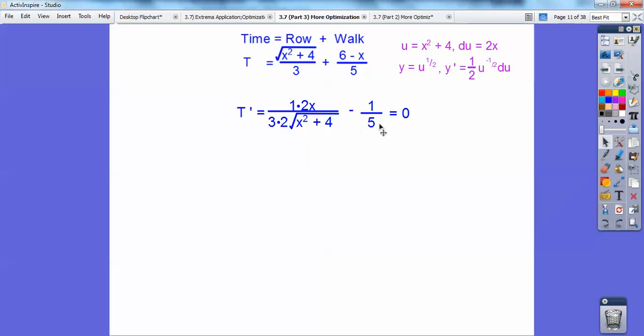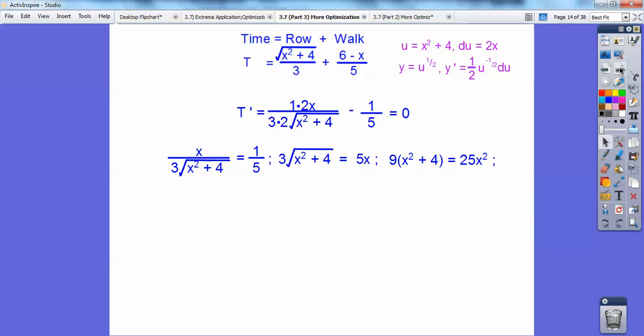Then I set it equal to 0, because once you take your derivative, you set it equal to 0 to get your critical points. Here I have a proportion now, and I added 1/5 to both sides. Now I'm going to cross multiply. To get rid of that radical, I'm going to square both sides. So I have to square the 3 also, and it gets rid of the radical. Then square the right side, I get 25x squared. And distribute the 9 through.